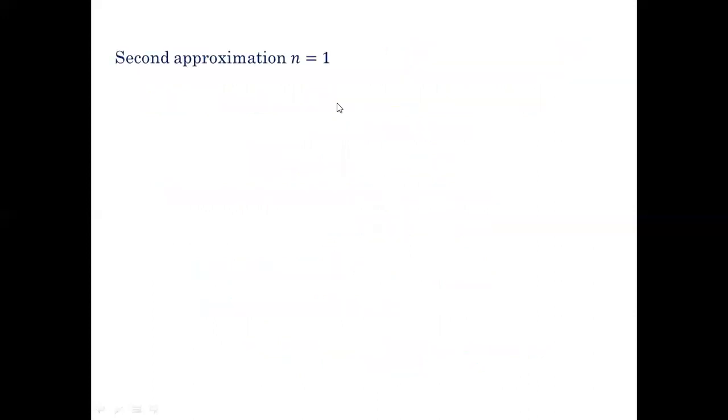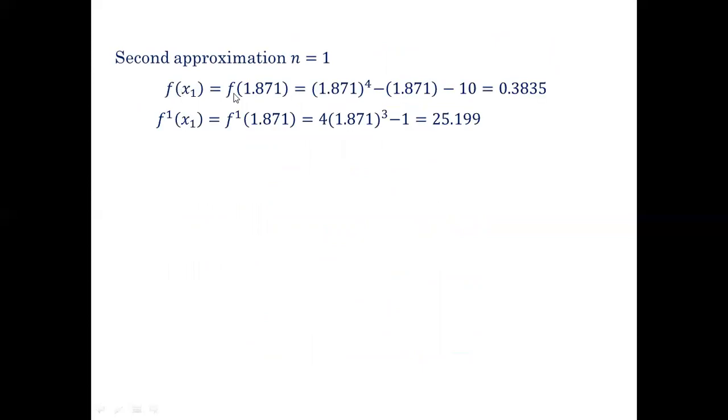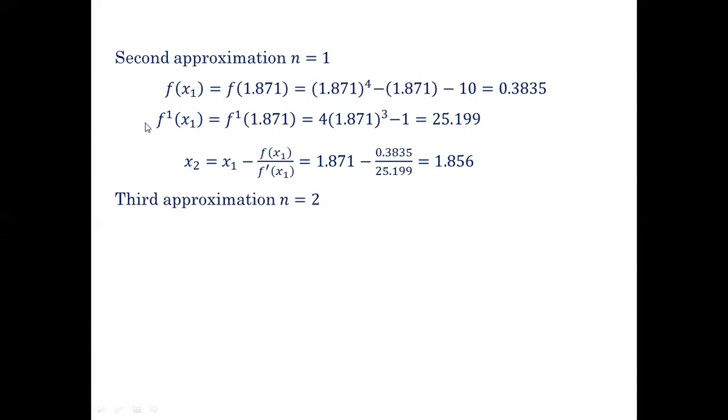Second approximation, n is equal to 1. Then you find f of x1. So f of 1.871 is equal to x power 4 minus x minus 10. So x is 1.871, all power 4 minus 1.871 minus 10, which is equal to 0.3835. F dash of x1: f dash of x is 4x cube minus 1. That is 4 into 1.871 whole cube minus 1. So after simplification, we get 25.199.